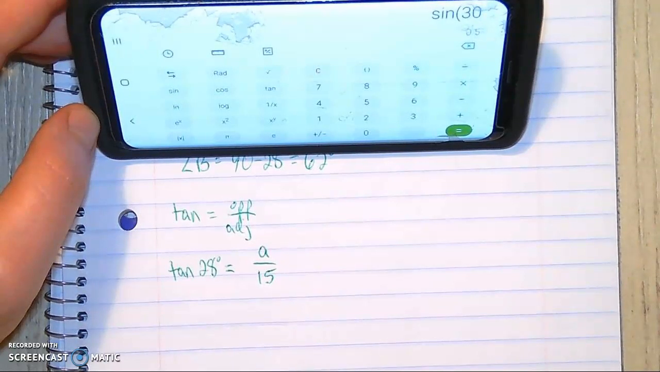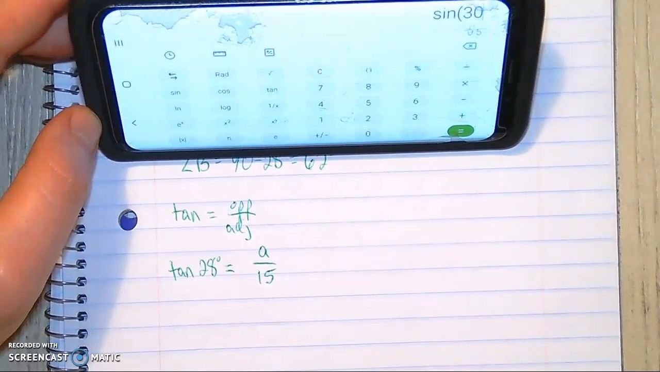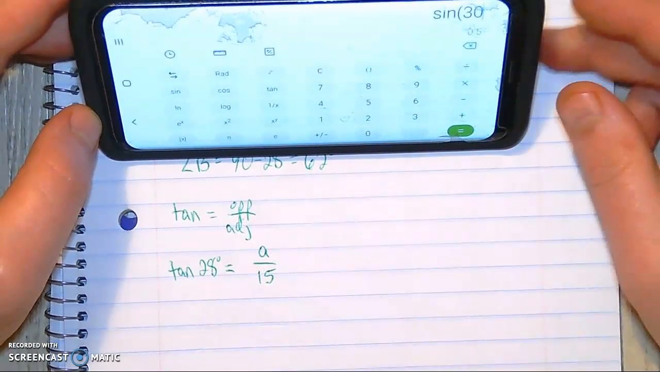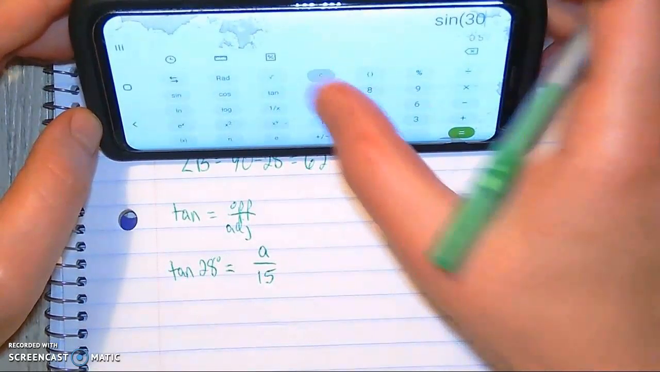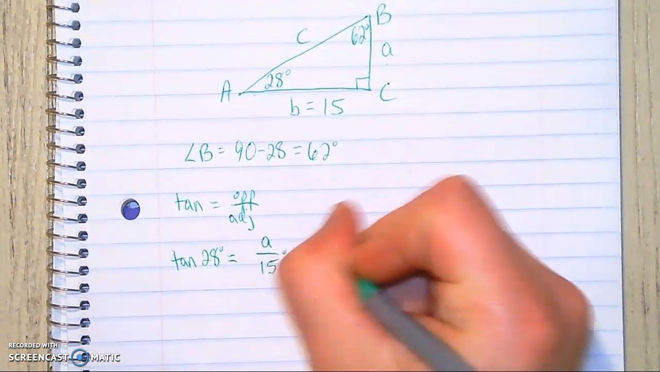And remember, there could be a bigger triangle. Maybe it would be 4 over 8. Maybe it would be 10 over 20. No matter what it is, though, it's always going to come back to a ratio of 0.5. So tangent of 28 is no different. And that means I can solve for A by doing a times by 15 on each side.